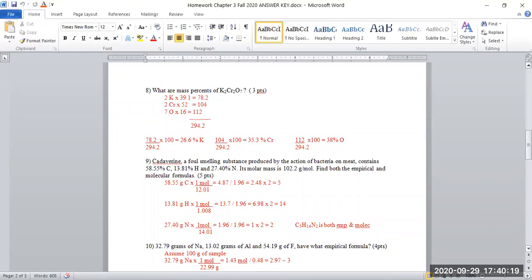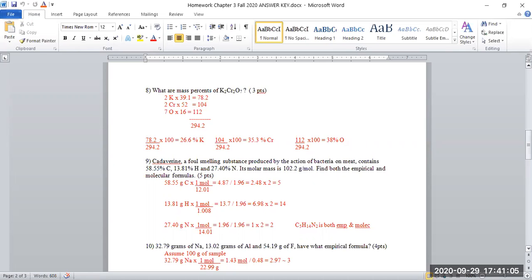Then we move on into empirical formulas versus molecular formulas. Again, this is kind of a multi-step process. First, you need to turn percentages into grams, which basically just changes the symbol. Then use your numbers from the periodic table: 12 for carbon, 1 for hydrogen, 14 for nitrogen. Do your divisions, that will give you moles. But because this is a molecule with 3 different elements in it, I need to divide by the smallest number of the 3 moles, which ends up being the 1.96.